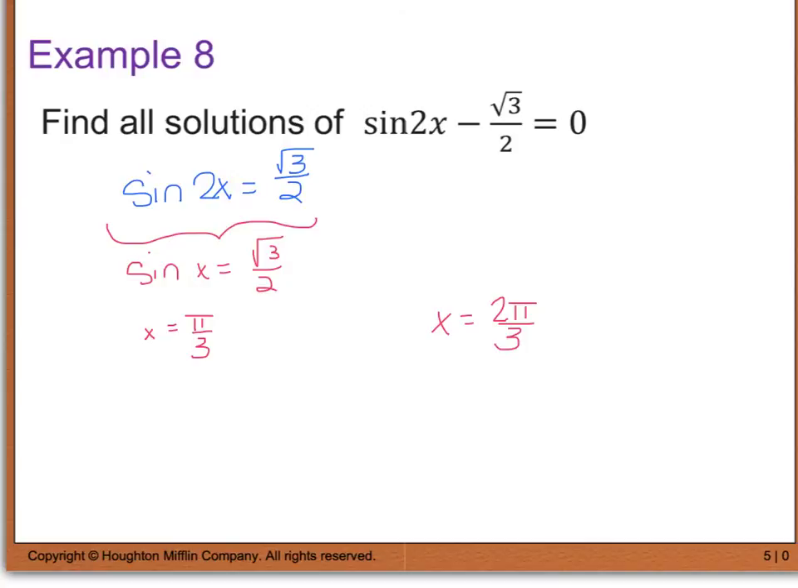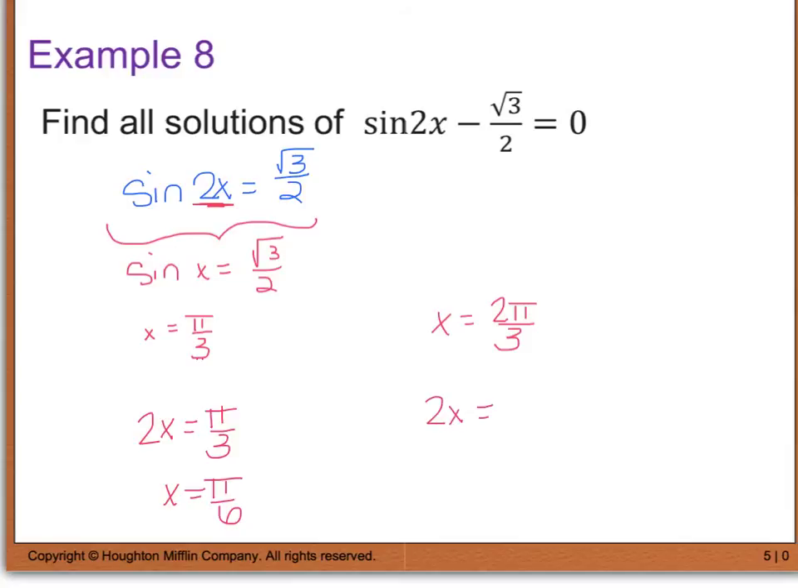Now, whenever I solve for x, I have to take that value and plug it in up here into my original function. So now I really need to take this 2x here and set it equal to that pi over 3. So I'm going to say 2x equals pi over 3, and I'm going to solve. So I end up with x equals pi over 6. And likewise, I'm going to do the same thing over here.